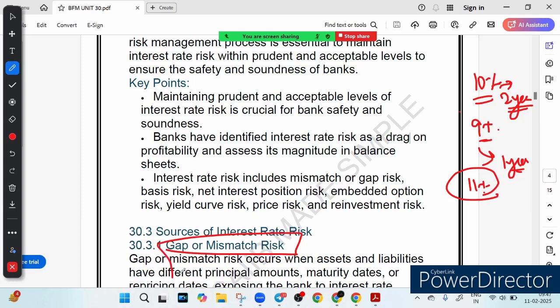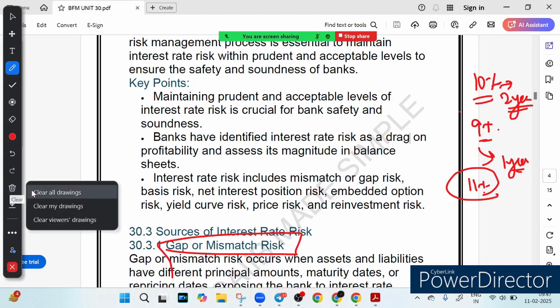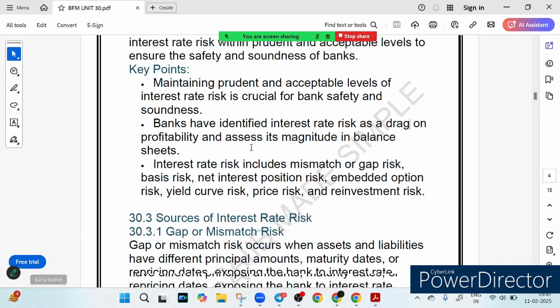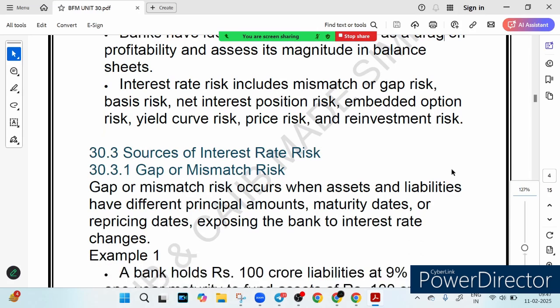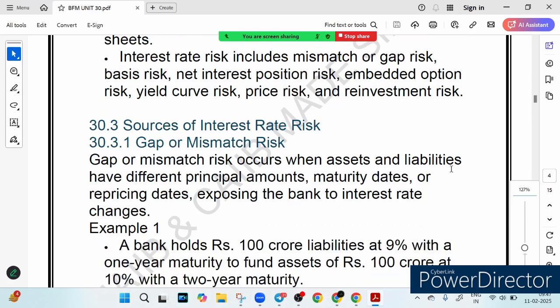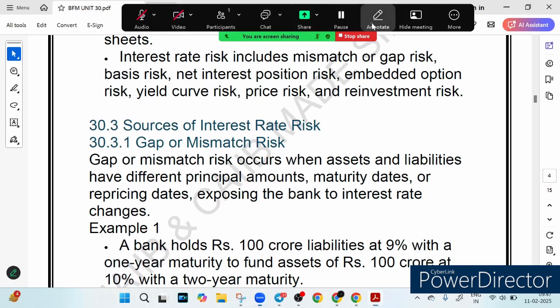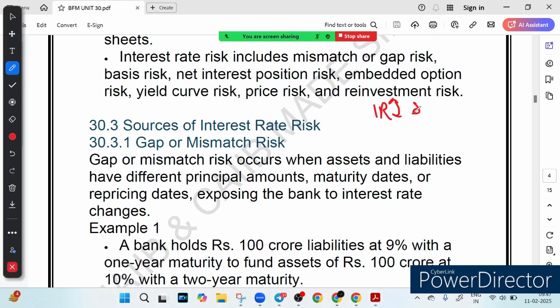So why is interest rate risk so important for banks? That is our question. We are trying to answer this question. Banks make money by lending at a higher interest rate than what they pay on deposit, you know it very well. But suppose the interest rate fluctuates, what will happen? Their earning can be at risk.